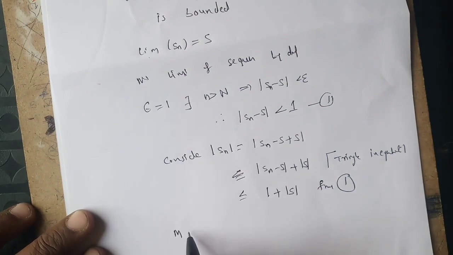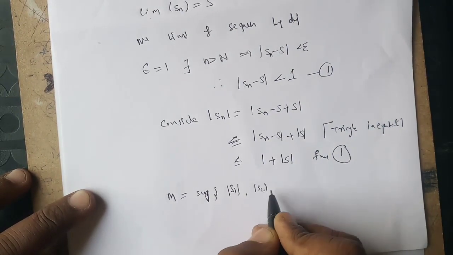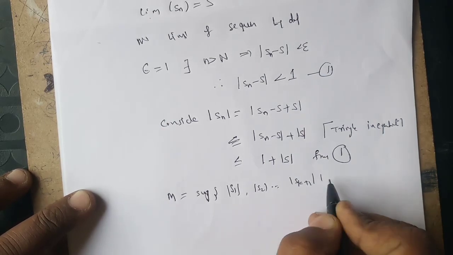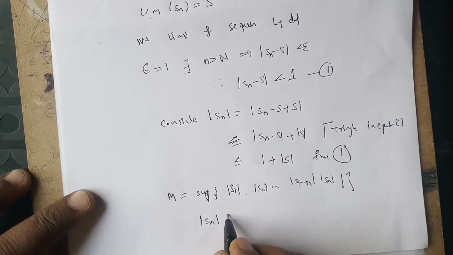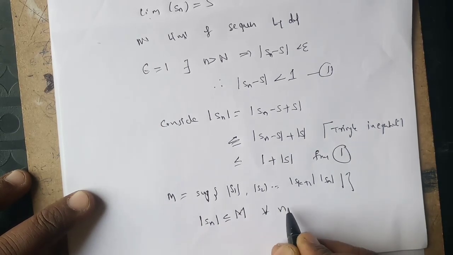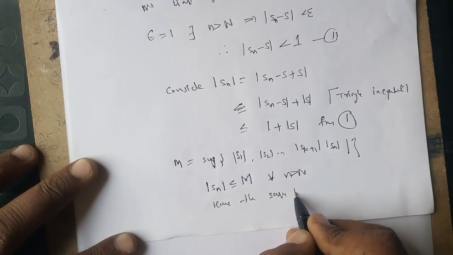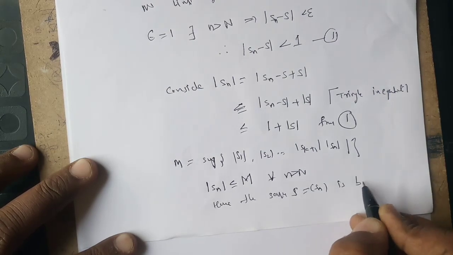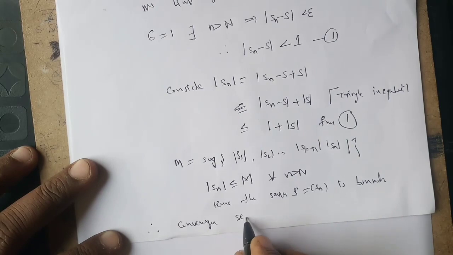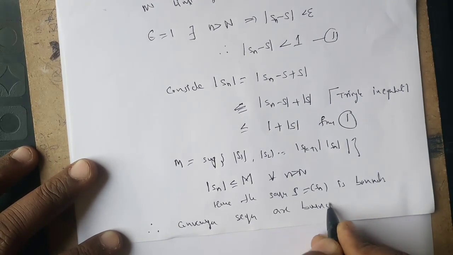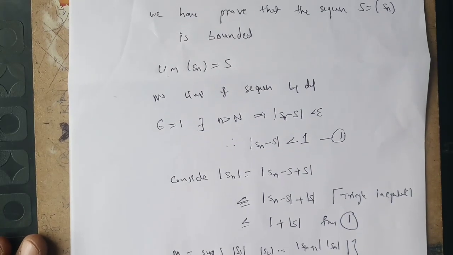So now we take M equal to the supremum of mod S1, mod S2, ..., mod S k plus 1, and 1 plus mod S. So the supremum of mod Sn is less than or equal to M, for all n greater than N. So hence the sequence Sn is bounded. Therefore convergent sequences are bounded. This is the most important theorem in sequences.